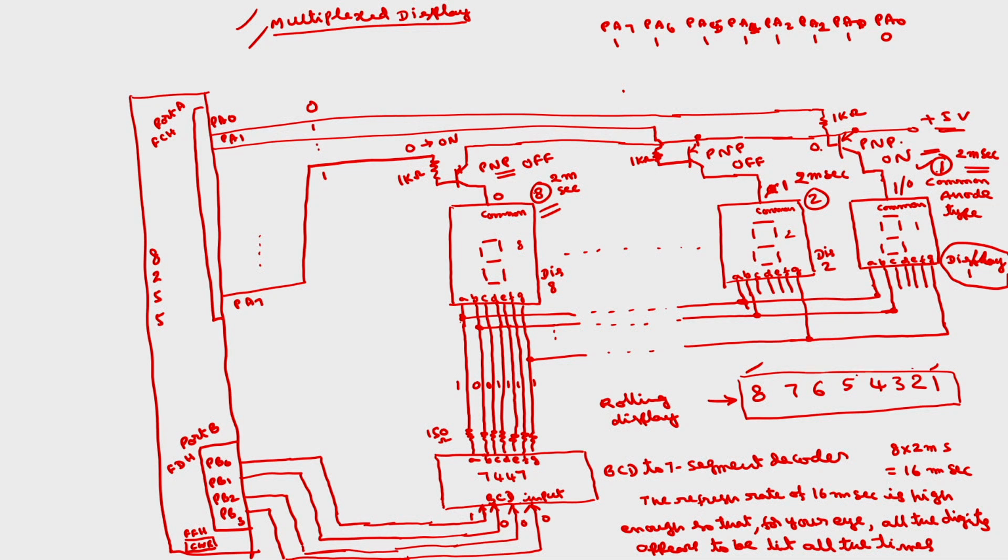First I will write the program to display 1 to 8 on the 8 seven-segment displays, following the procedure that I have explained. Initially you have to program port A and port B as output ports, because you are using 2 ports. Port A is used to apply the signal to the base of all the transistors which drive the common point of all the displays, and port B is used to apply the BCD signal to the BCD to 7-segment decoder.